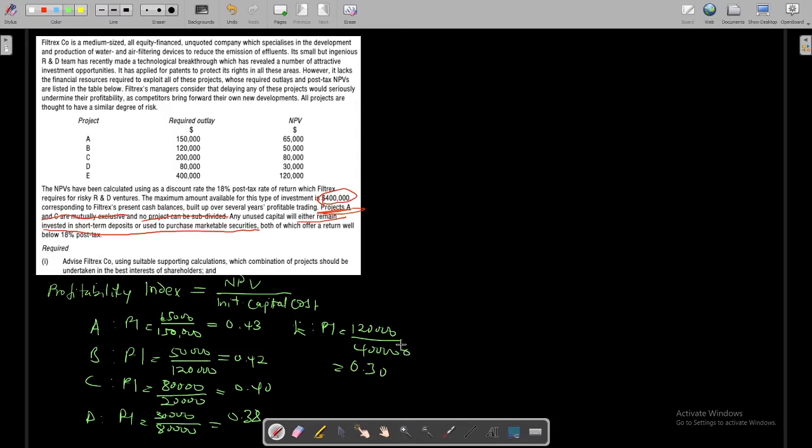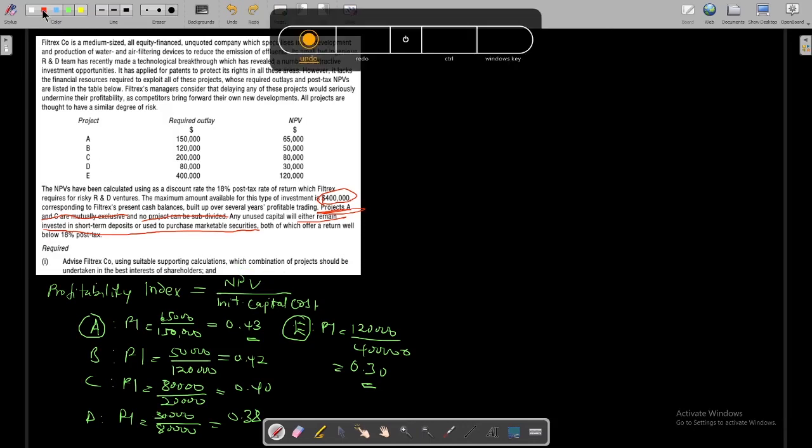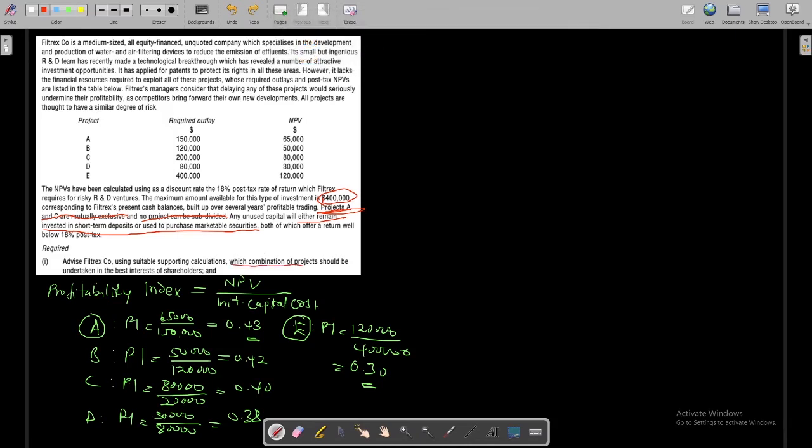Now, looking at the PI for all these projects, we realize that project A is the most profitable compared to project E, because it has the highest PI and this one has the lowest PI. Now the question is asking which combination of projects should be undertaken in the best interest of shareholders. So we are going to look at the combinations.